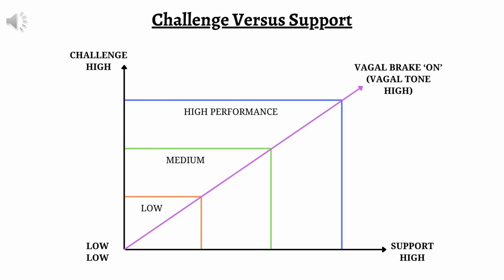Because if we have too much support and not enough challenge, we become lazy and self-entitled. If we have too much challenge and not enough support, then we can go into fight, flight or freeze, where we get angry, anxious or avoidant. And we'll have a look at an example of that on the next slide.